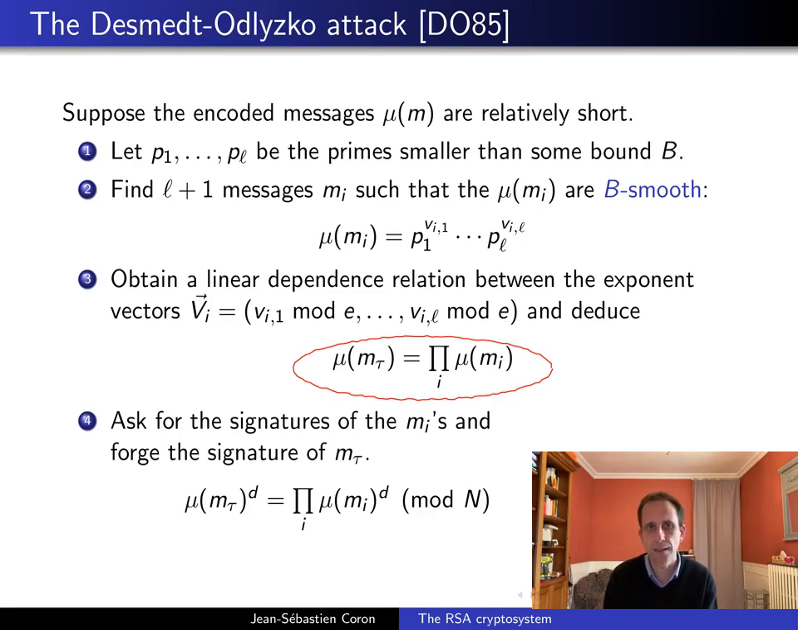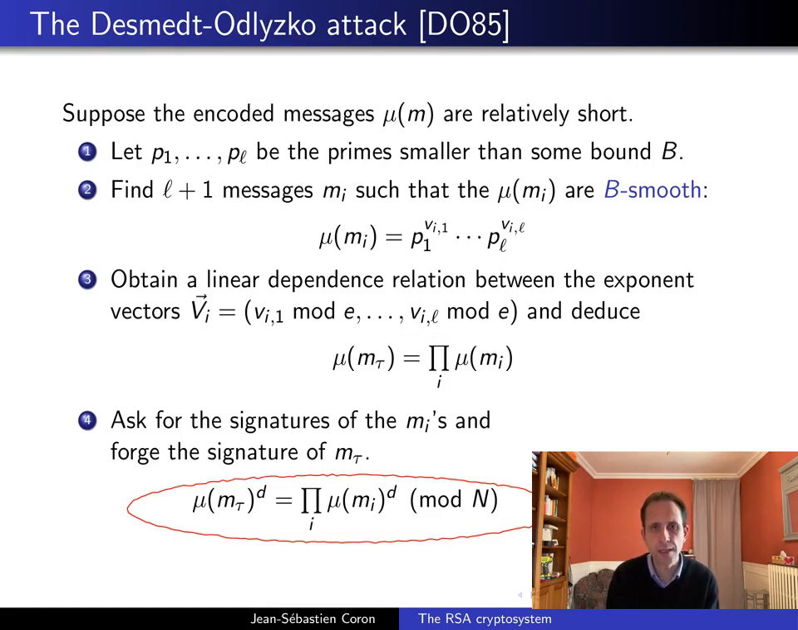And this means that we can have a forgery, because once we have this multiplicative relation, we see that the signature of mu of m2, so mu of m2 to the power of d, is a multiplicative product of the signatures of the mu of mi. So the forger is going to ask for the signatures of the messages mi, so he will obtain mu of mi to the d, and then he can compute a new signature for a message m2 that has not been signed by the legitimate signer, using only public information. So in that case, this is a forgery.